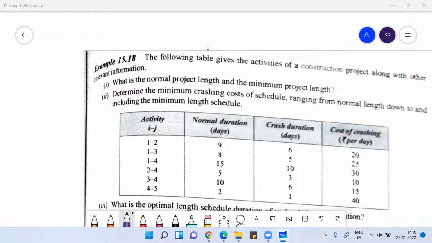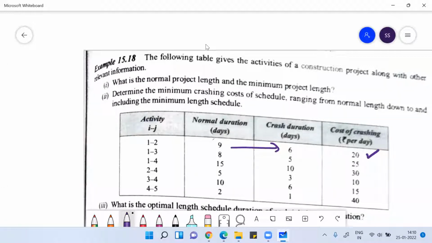If you see, they have given some activities here. Some activities are given, and then what is the normal days to complete the activity that is given, and the crash duration means this activity, what you would have done in 9 days, you can actually do in 6 days. But if you try to do it in 6 days, you need to pay 20 rupees per day extra. You're getting me? Crashing course.